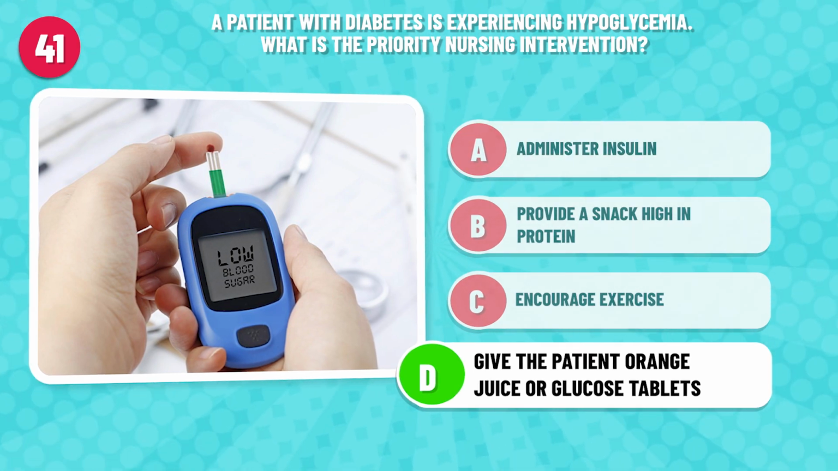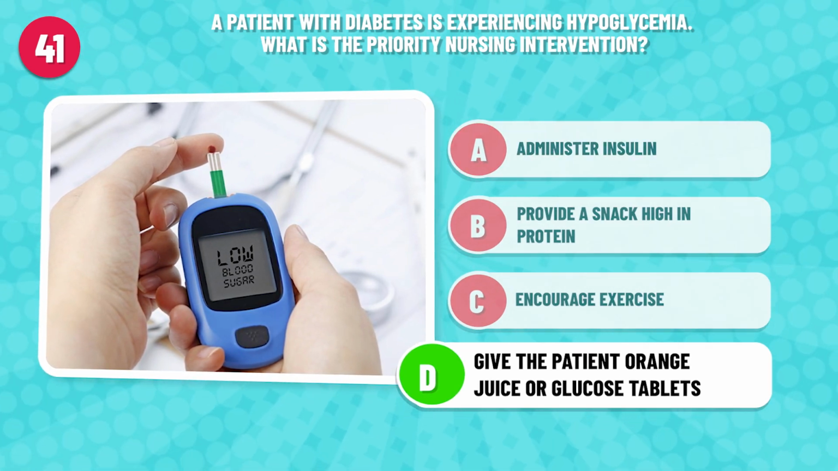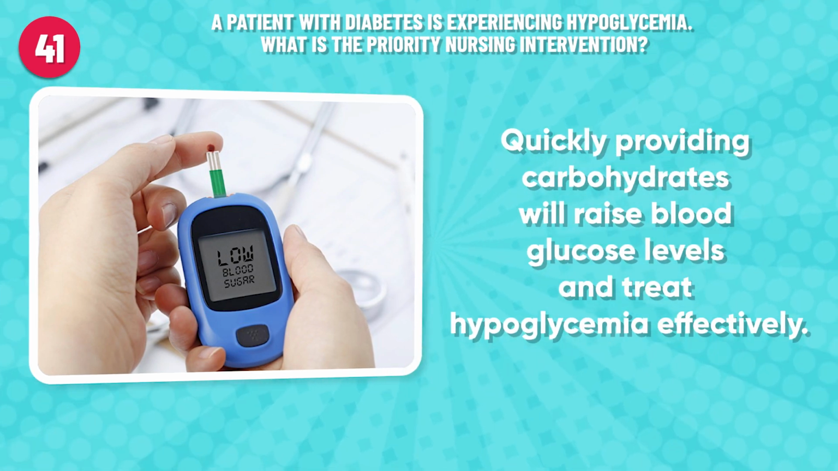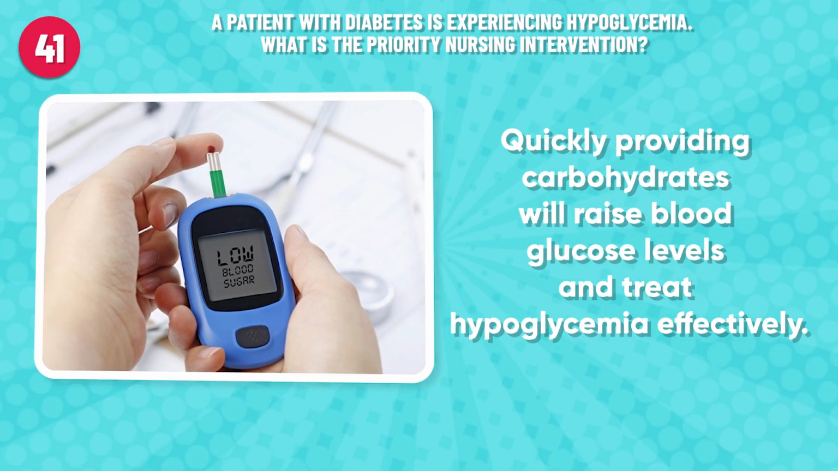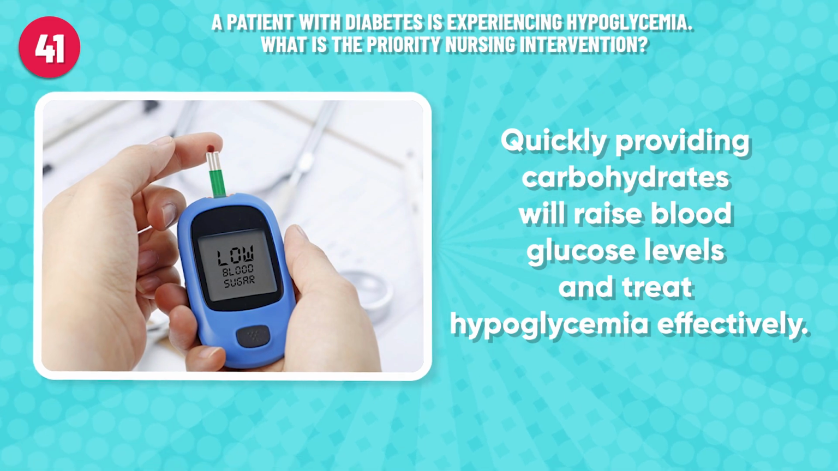It's D. Give the patient orange juice or glucose tablets. Quickly providing carbohydrates will raise blood glucose levels and treat hypoglycemia effectively.